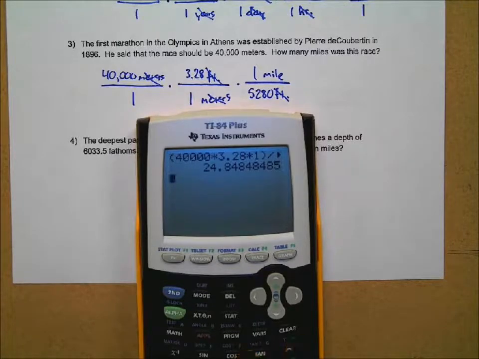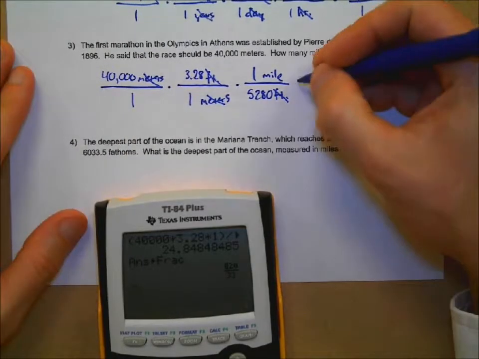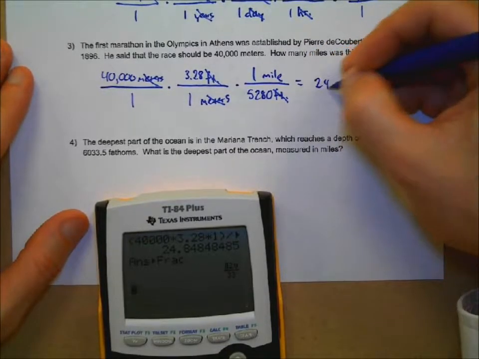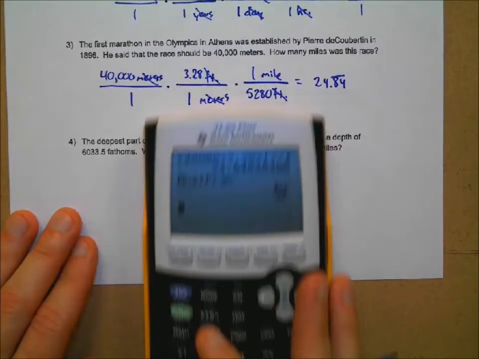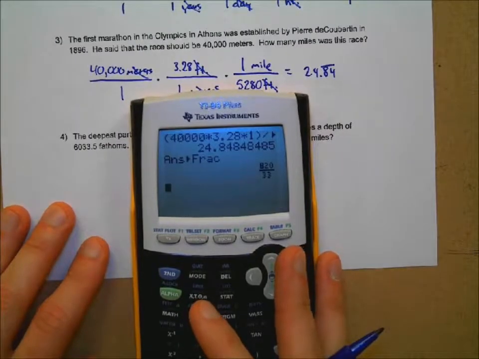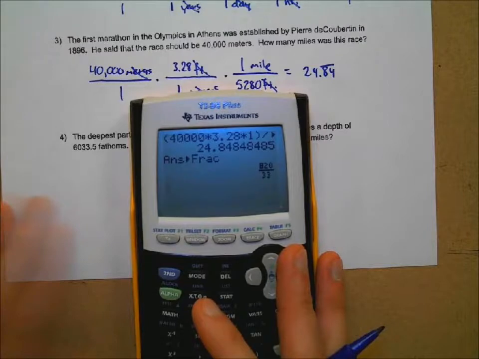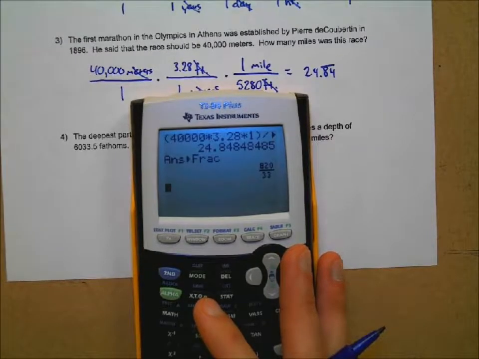24.848484, which we could convert to a fraction if you want to, 820 33rds. I'm going to say 24.84 with a line over top. It looks like it's just going to repeat there. No, it's not repeating because there's a 5 at the end. I think that's rounding. I see what you're saying, but I think the calculator just rounds it there.